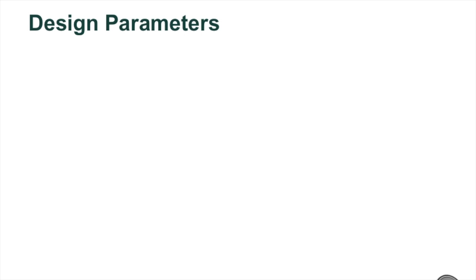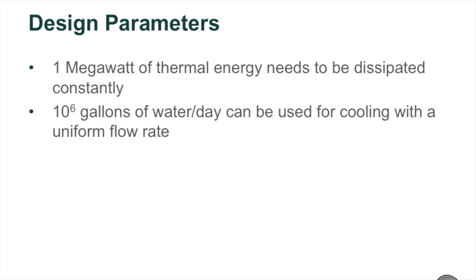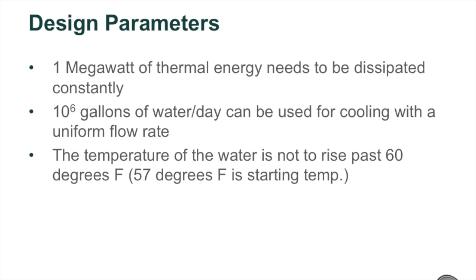MSU provided many design parameters that we had to consider while designing our heat exchanger. The first was that 1 megawatt of thermal energy needs to be dissipated constantly. Also, 1 million gallons of water per day can be used for cooling with a uniform flow rate. The temperature of this water is not to rise past 60 degrees Fahrenheit. It is initially at 57 degrees.